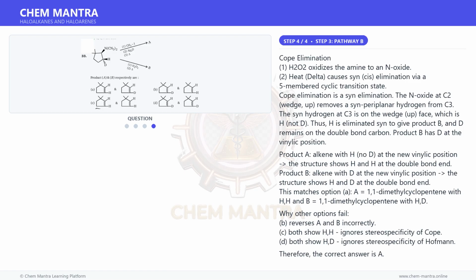Why other options fail? B reverses A and B incorrectly. C. Both show H, H, ignores stereospecificity of Cope. D. Both show H, D, ignores stereospecificity of Hofmann.